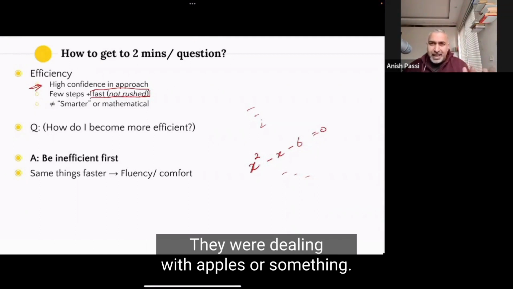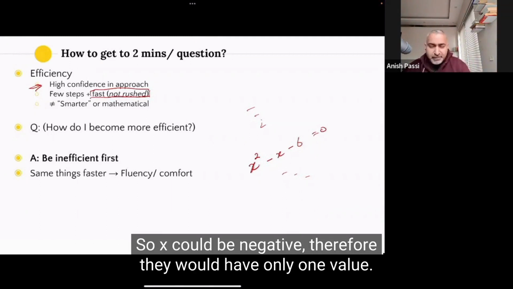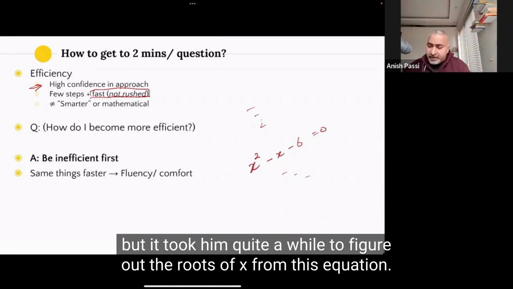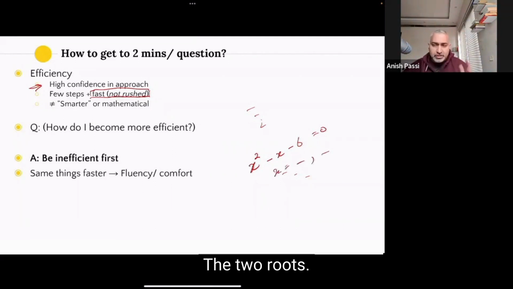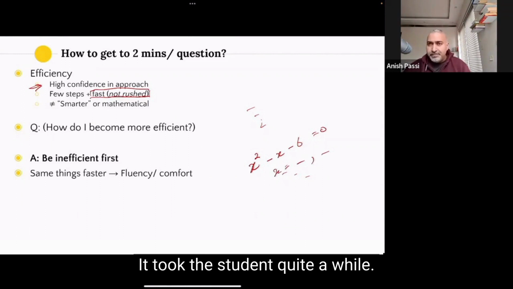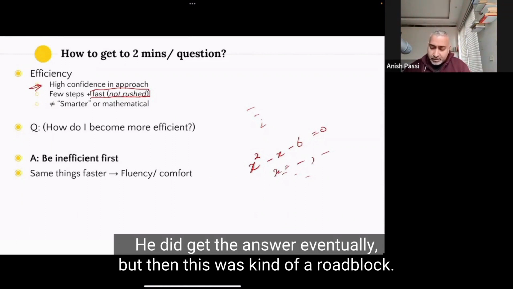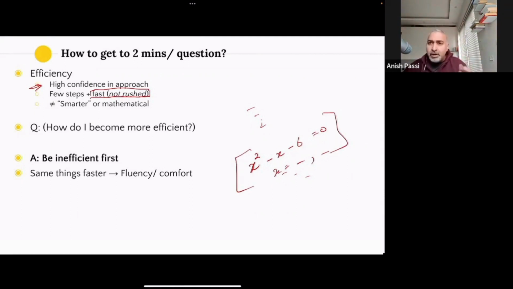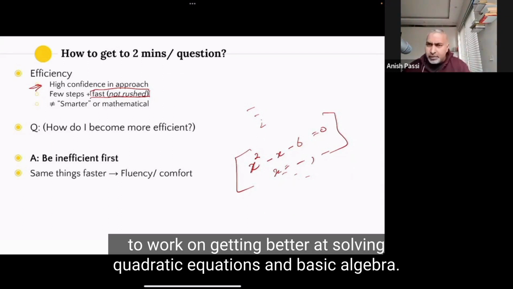They were dealing with apples or something, so x couldn't be negative. Therefore, there would have been only one value. All that was fine. The student did eventually get the answer, but it took him quite a while to figure out the roots of x from this equation, the 2 roots. But this was kind of a roadblock. This was the stage which, in our private session, I identified, and I recommended that he needs to work on getting better at solving quadratic equations and basic algebra.